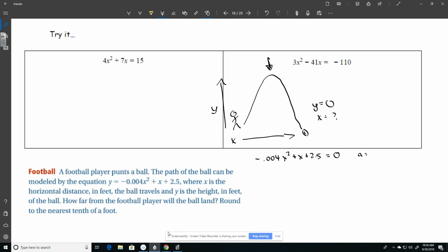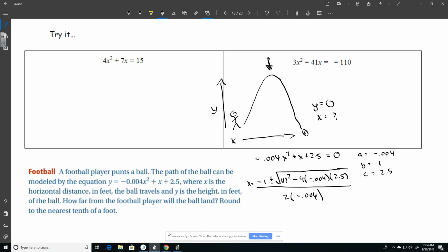So A is equal to a negative 0.004. B is equal to 1. And C is equal to 2.5. So I plug those in. X equals negative B, which is negative 1, plus or minus the square root of B squared. So 1 squared minus 4 times A, negative 0.004, times C, 2.5. And all of that is going to be divided by 2 times negative 0.004.